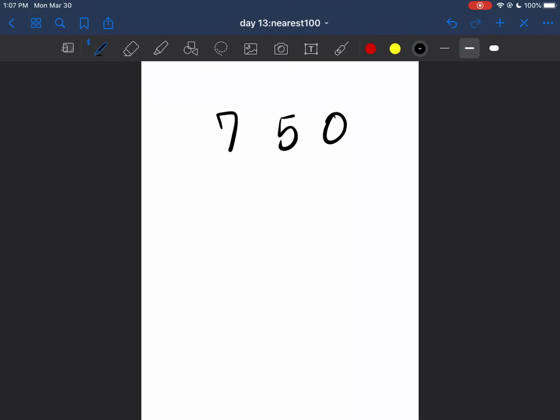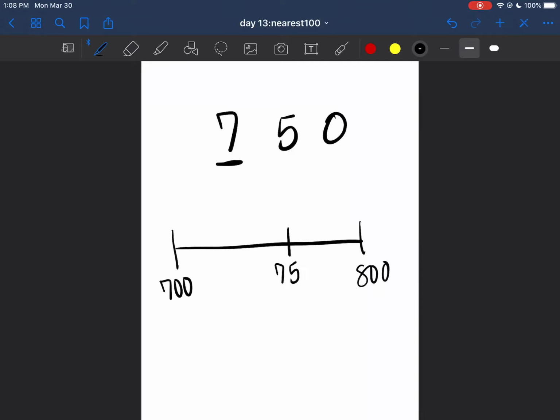750. I'm going to draw my number line first. I'm rounding to my nearest hundreds, so I'm looking at my hundreds place. What number is in my hundreds place? 7. 7 hundreds. How much is 7 hundreds worth? That's right, 700. What comes after 700? 800. And in the middle is 750.